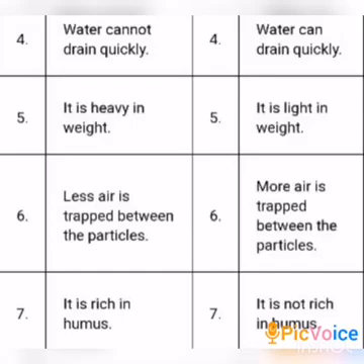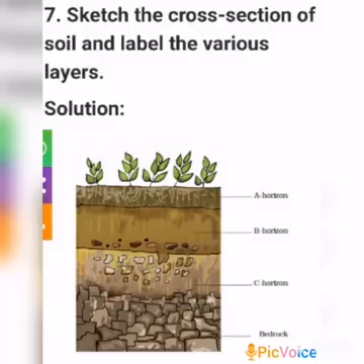Then clay soil, seventh one, it is rich in humus. In sandy soil, it is not rich in humus. Write it, children. Question seven, sketch the cross section of the soil and label the various layers.